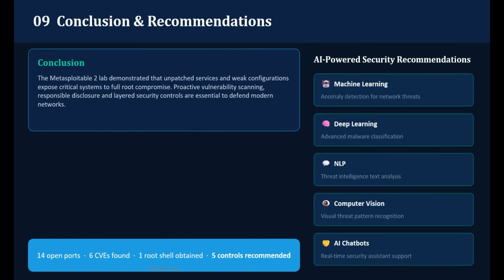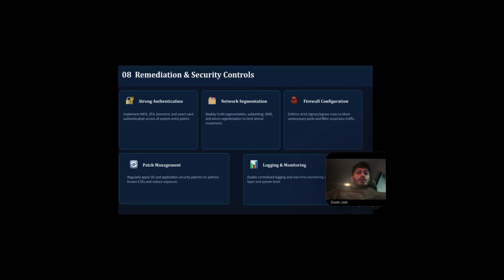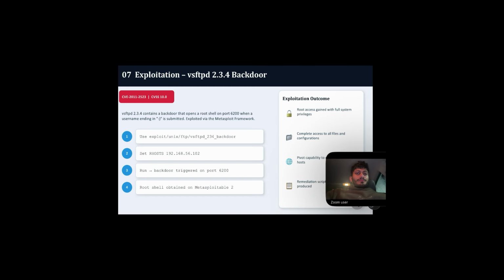This slide is remediations and security controls. After identifying the vulnerability, we move to the exploitation phase. The vulnerability we selected was CVE-2011-2523, which affects VSFTPD version 2.3.4. The vulnerability contains a hidden backdoor that can be exploited to gain unauthorized access to the target system. For the demonstration, we used the Metasploit framework.